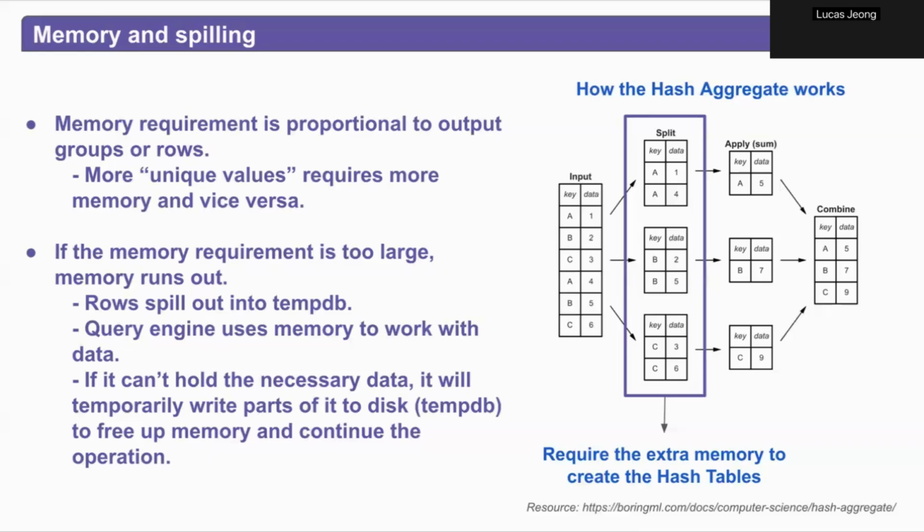Now, on the topic of spilling, if the memory requirement is too large, if you look in the actual query plan, you'll see the hash aggregate being displayed with a warning sign. This shows that there was a spillage. And a spillage is when memory runs out and it begins spilling rows into tempdb, which is onto the disk. The query engine uses memory, so data such as multiple buckets, partitions, or partially aggregated results.